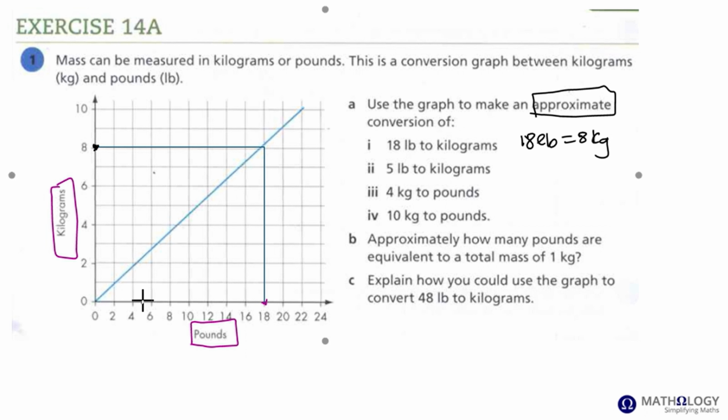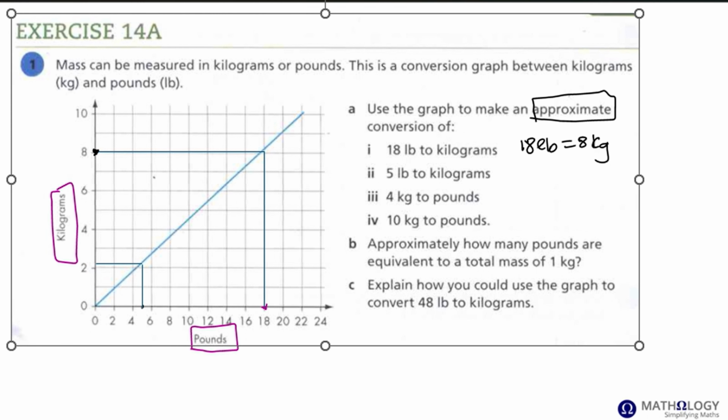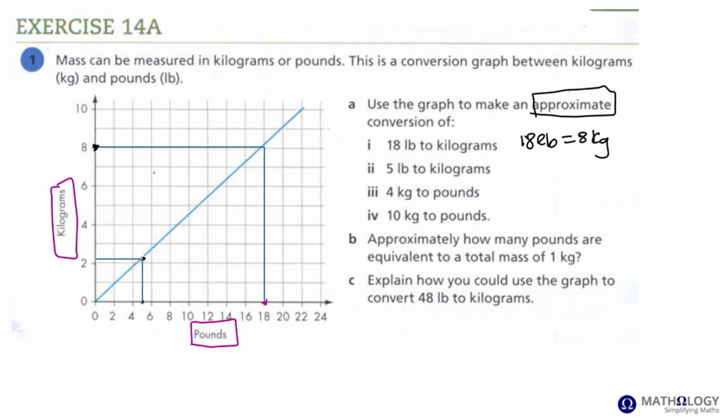So we take a vertical line from 5 and a horizontal line across. You can approximate that. So 5 pounds is, this over here is 3. 2.5 is between 2 and 3. That's between 2 and 2.5. So it's approximately 2.25 kilograms. That'll be 5 pounds.